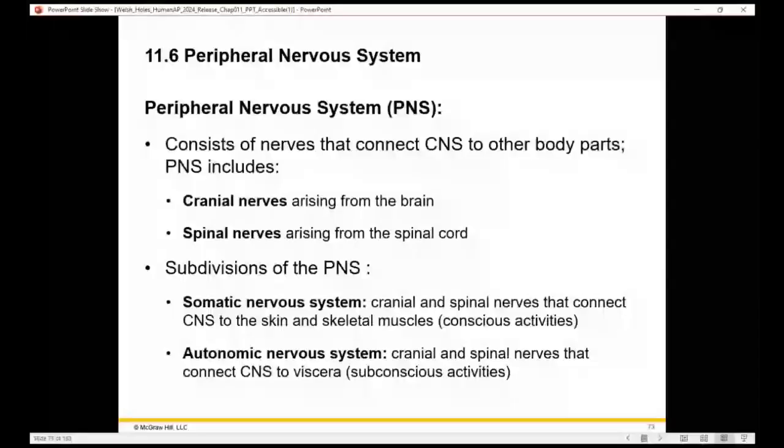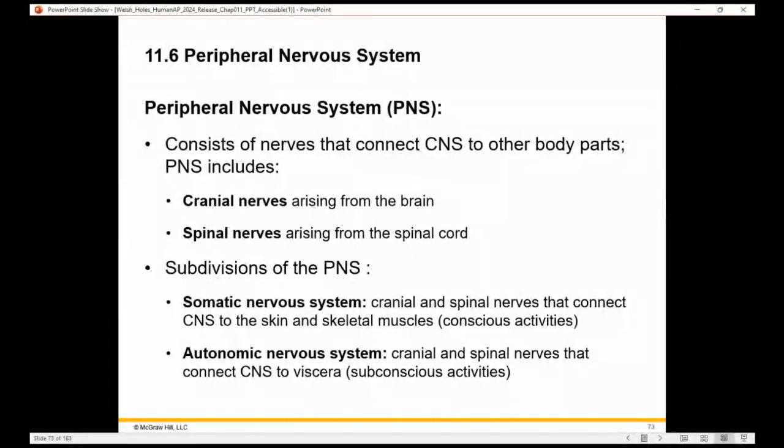The somatic nervous system are cranial and spinal nerves that connect the central nervous system to the skin and skeletal muscles. So this is under conscious control. Autonomic nervous system are the cranial and spinal nerves that connect the central nervous system to the viscera, or your organs, and this is for subconscious activities. I like to always say that autonomic is automatic.